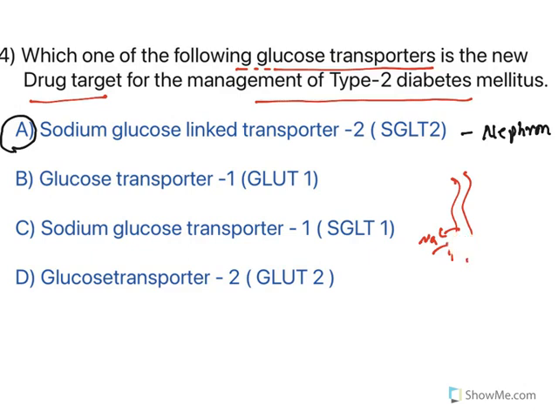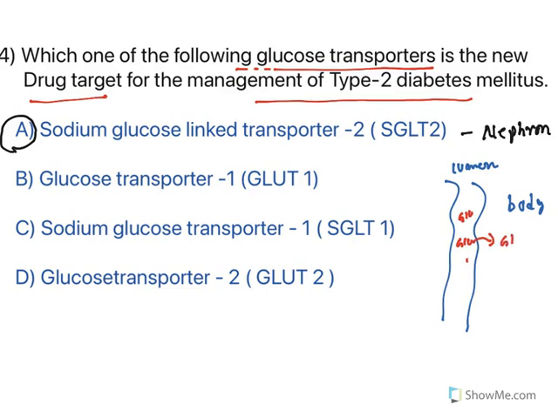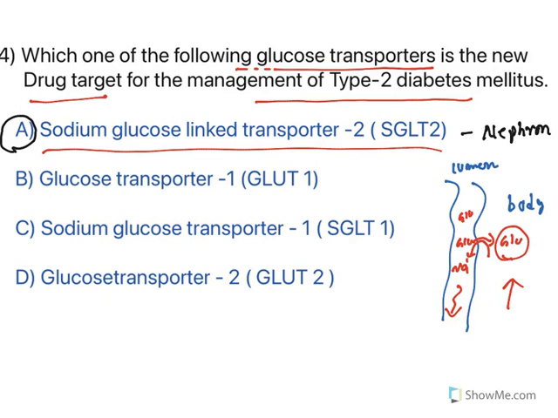So what happens is it is reabsorbing glucose into the body. Let's say this is the body and this is the lumen. So what happens is this transporter reabsorbs whatever glucose is going through the urine, and it exchanges it with sodium, and sodium goes out of the body, and it is known as sodium glucose linked transporter. Now this increases the levels of glucose in the body and may cause hyperglycemia.